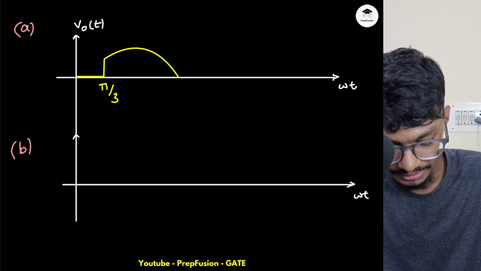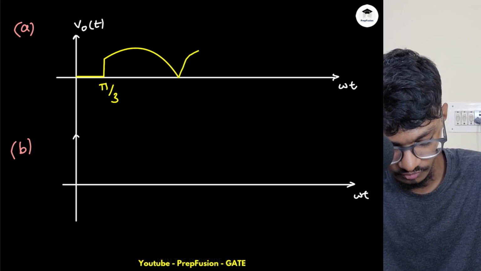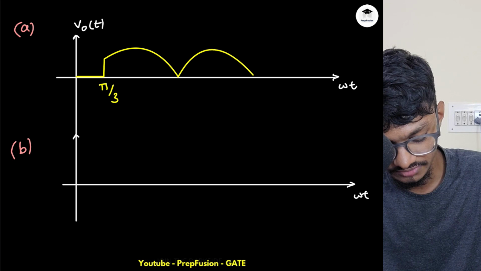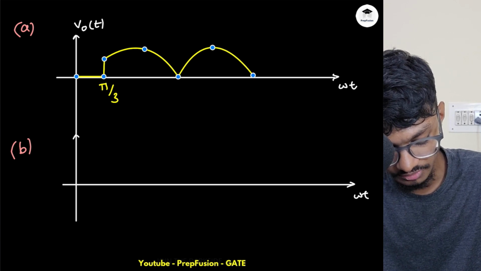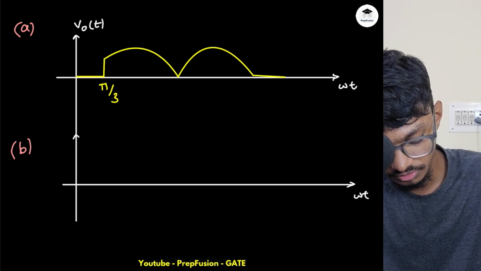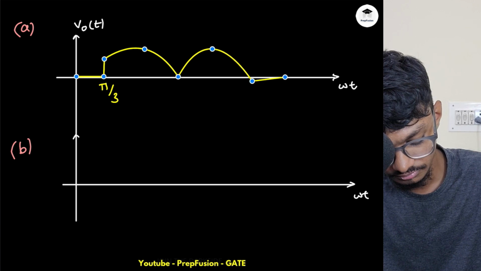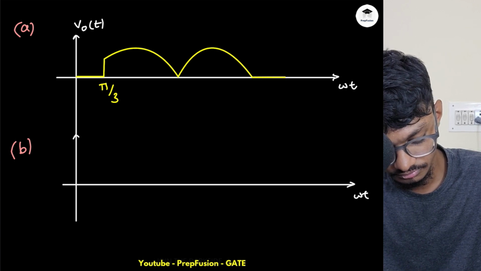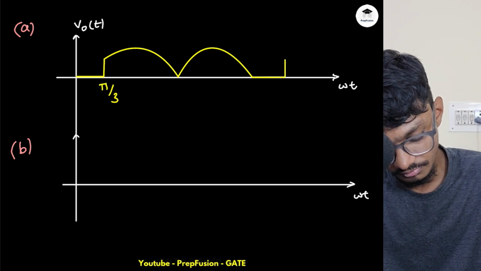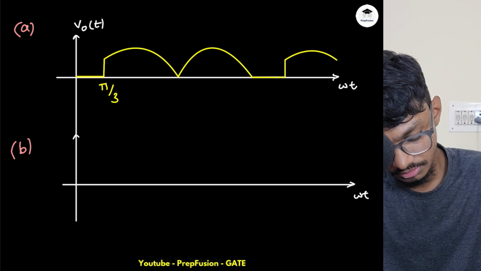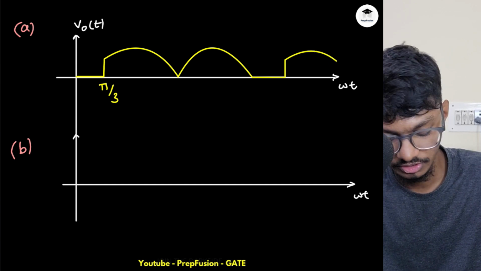Then from pi, it will exactly follow the minus of the input, that is minus Vs. So it will be totally a half sinusoid. Then again the same pattern will repeat. You can do the analysis. It will be 0, and it will again go to 0 like this. So it will only repeat.